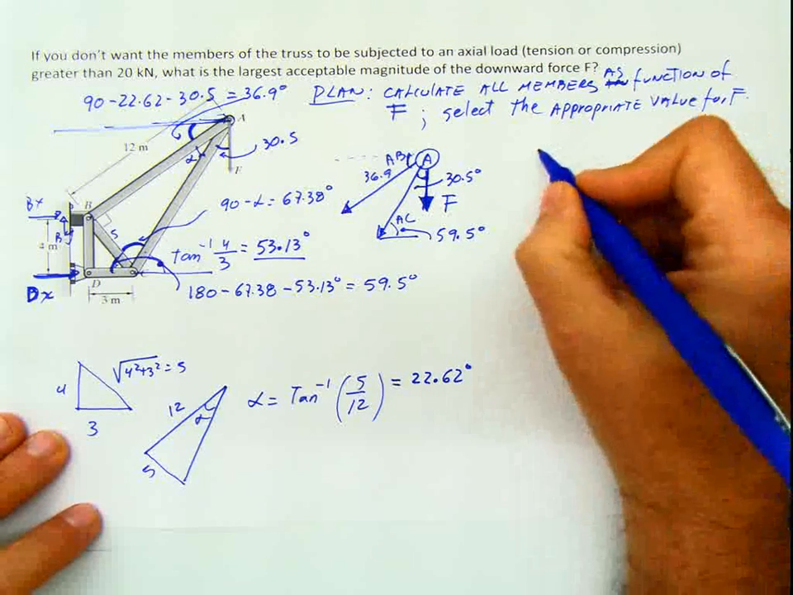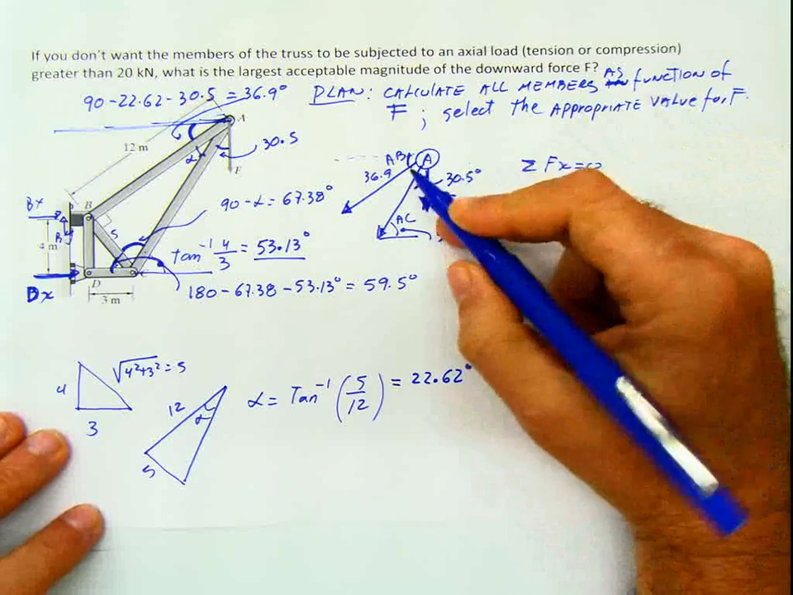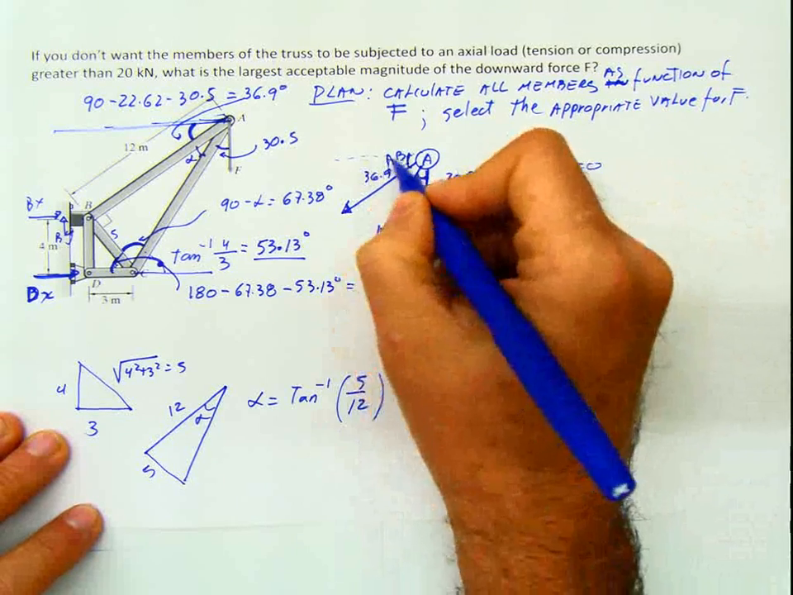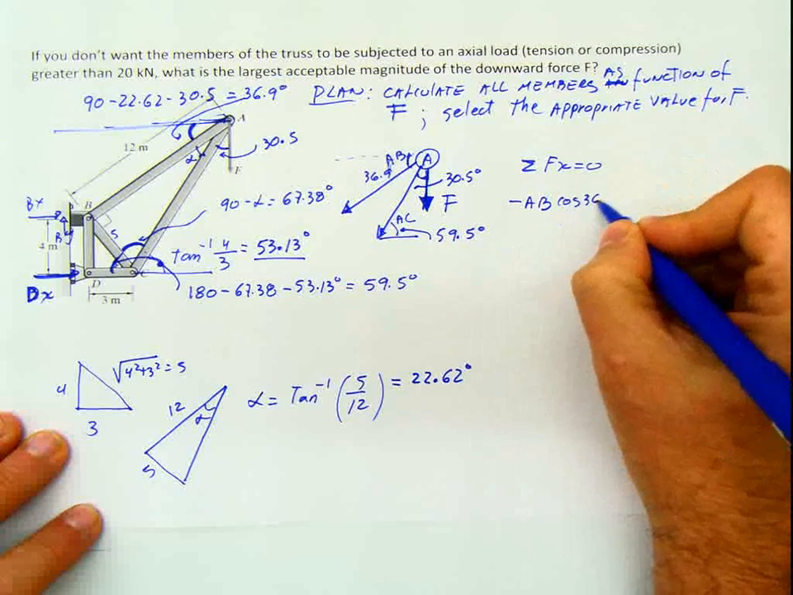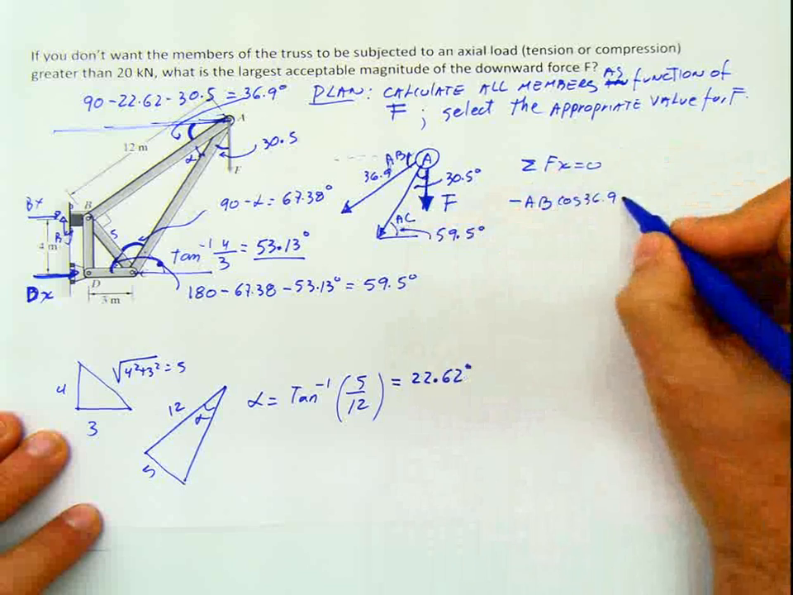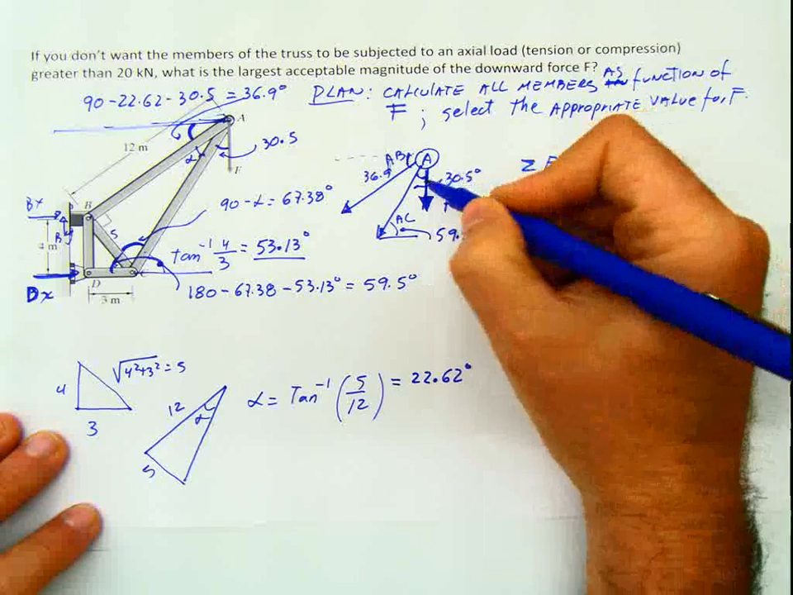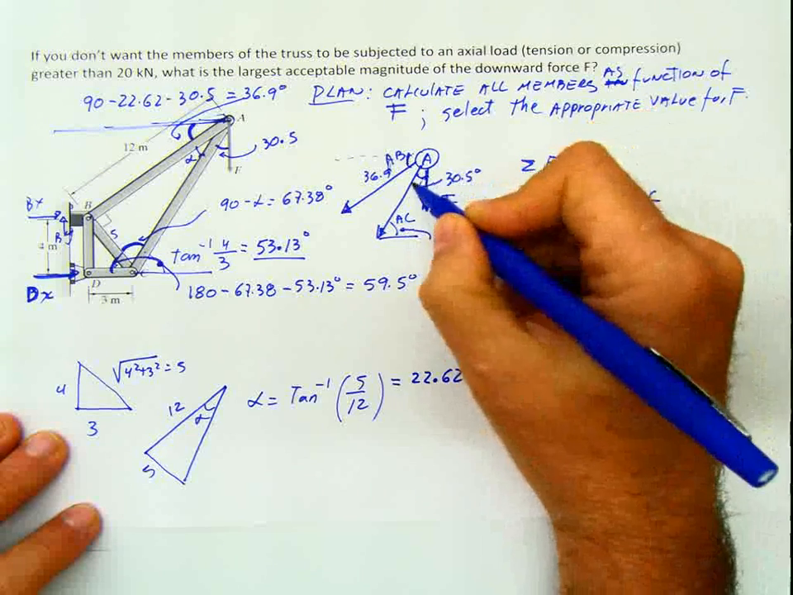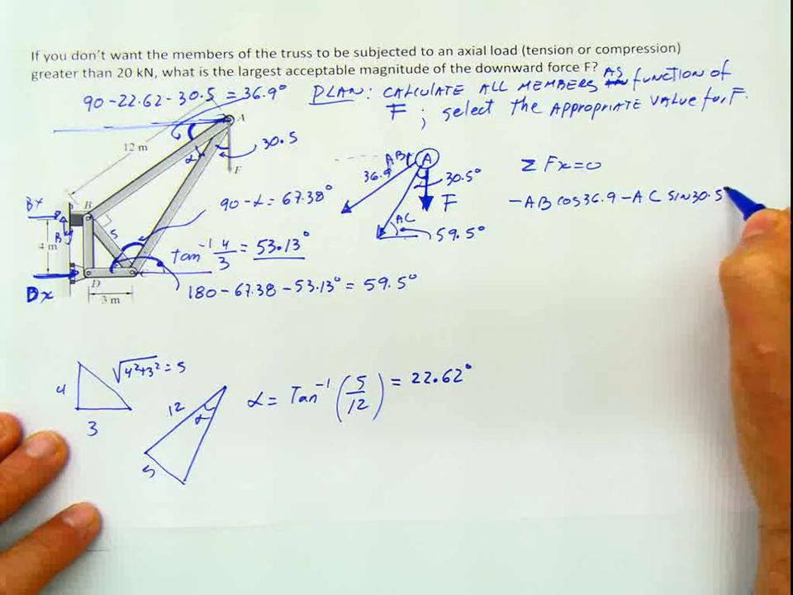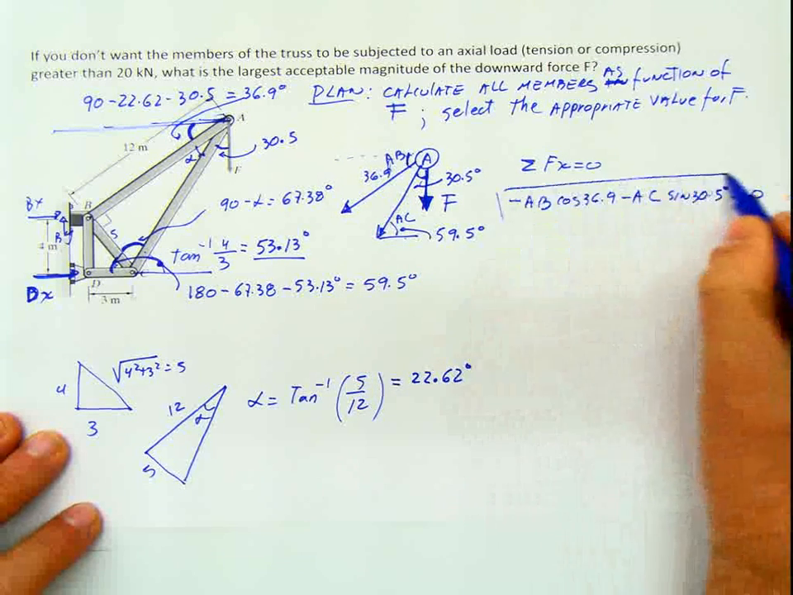Now is when we can start working, and we say summation of forces in X equals 0. And then if we do that, we have negative AB cosine of 36.9 minus also AC. Either I say sine of 30.5 or cosine of 59.5. I'm going to use this one. Sine of 30.5, nothing else going in X, equals 0. Then this is going to be my equation number 1.